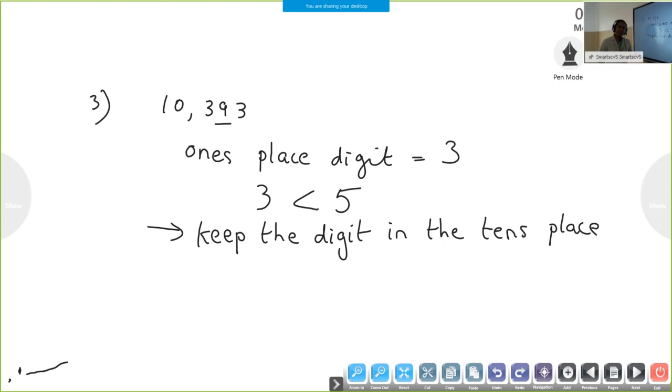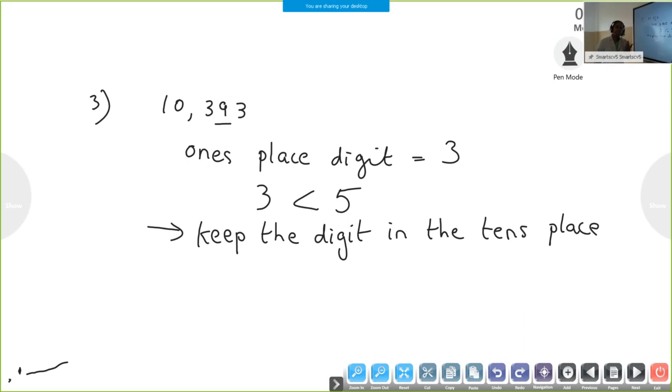In the other two cases, if the digit in the ones place is greater than or equal to 5, we did examples for both the cases. So if the digit in the ones place is equal to 5 or greater than 5, then what is the step? The next step is you have to add 1 to the digit in the tens place.